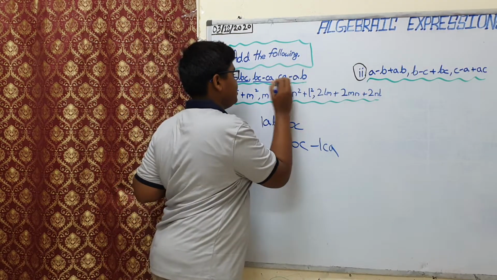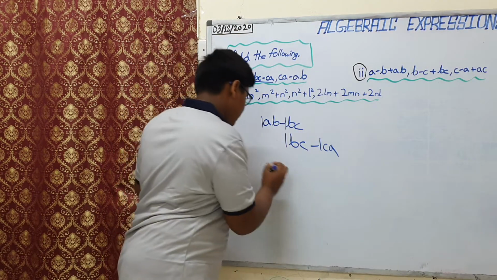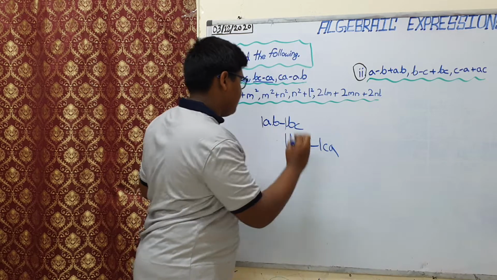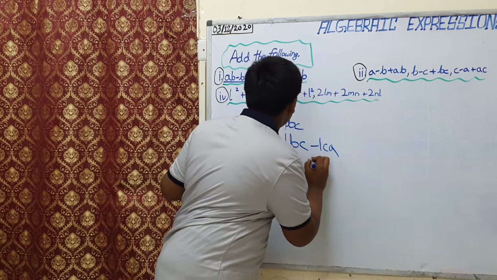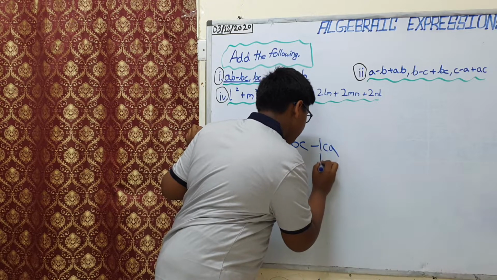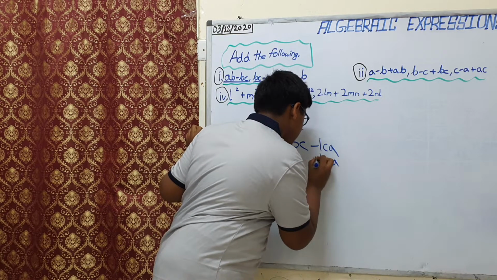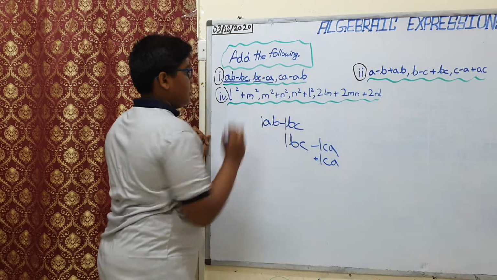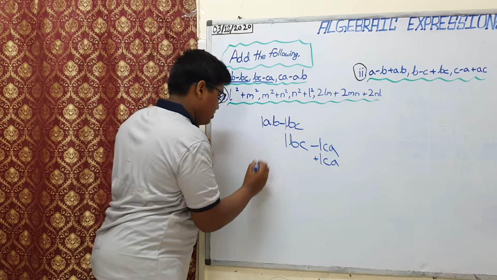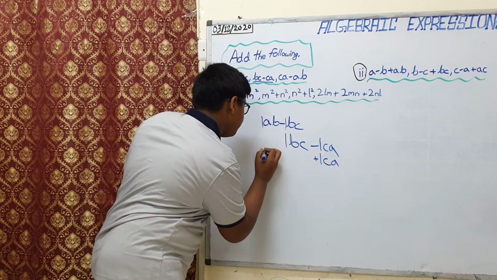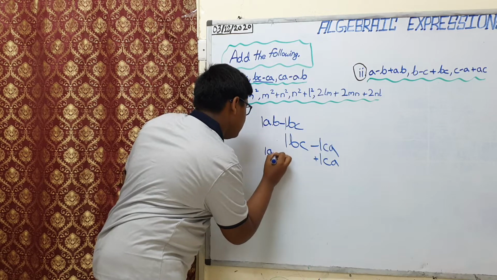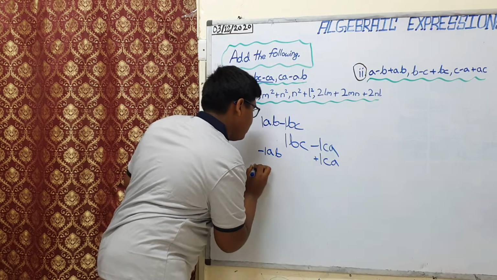Now there are 2 variables, we are going to write only 1, not 2. So CA minus AB. Here we are going to write CA first, for the like terms. Then this will be 1 CA plus 1 CA. Then AB. Now AB is coming at this term, so we are going to write 1 AB, which is minus 1 AB.